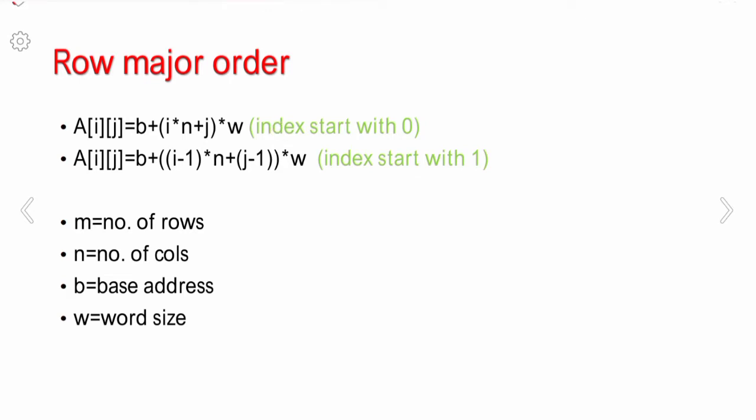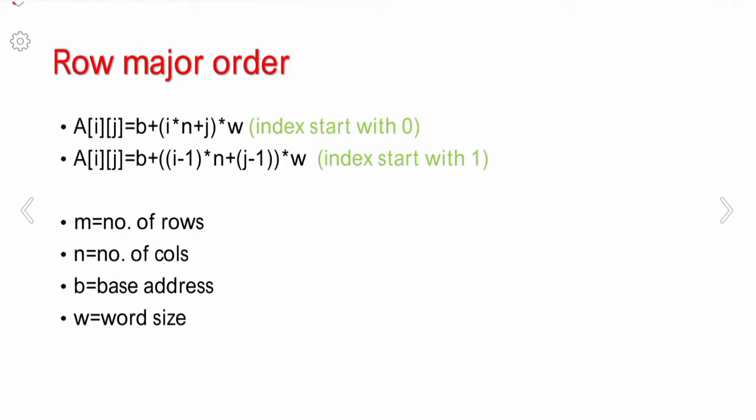So B plus I into N plus J into W, if the index starts with 0. This formula will hold for an array which starts with index 0. Suppose some programming language does not support that, and starts the index with 1, like A of 1, 1. In that case, this formula will be like this.